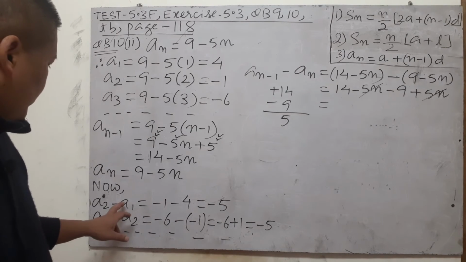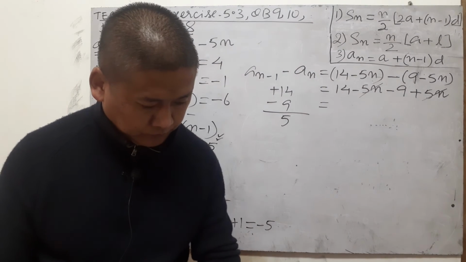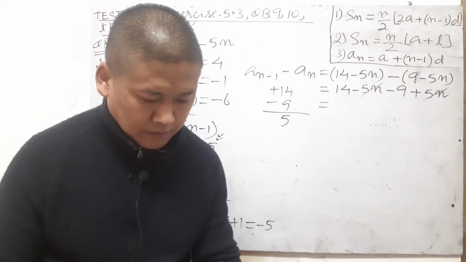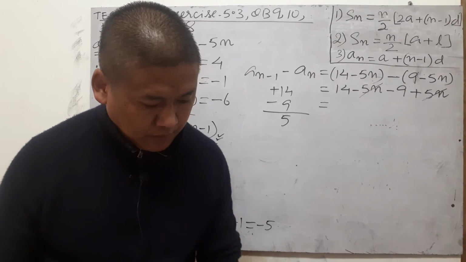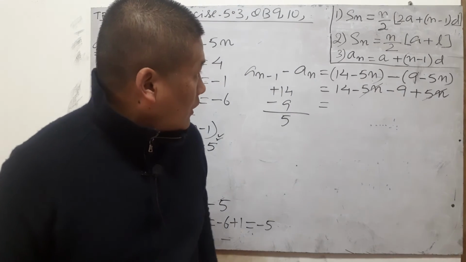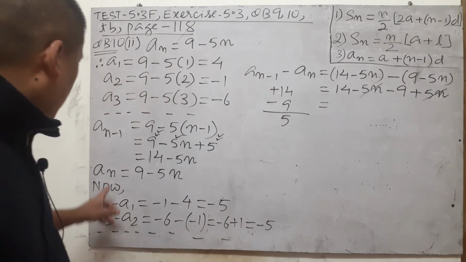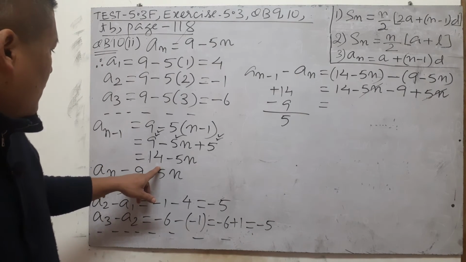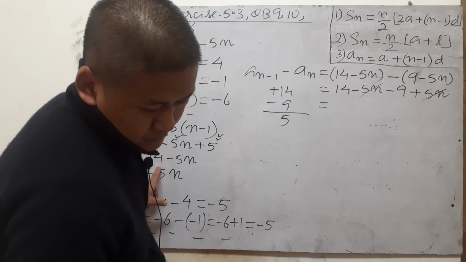A2 minus A1. Oh, number 2, sorry. Yes. An is 14 minus 5n. An minus 1, 14 minus 5n.